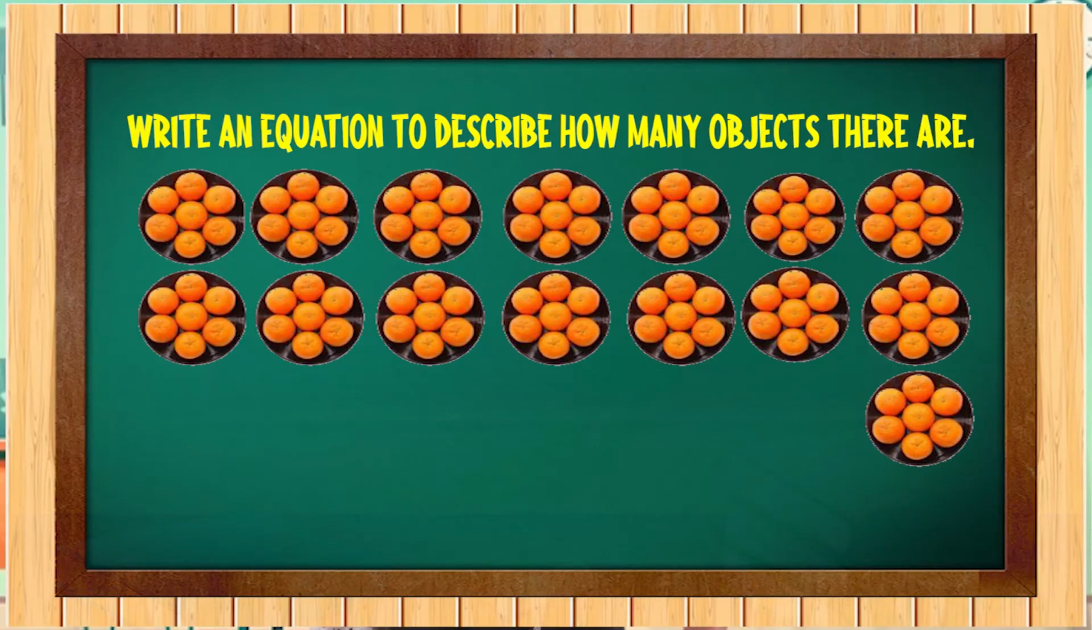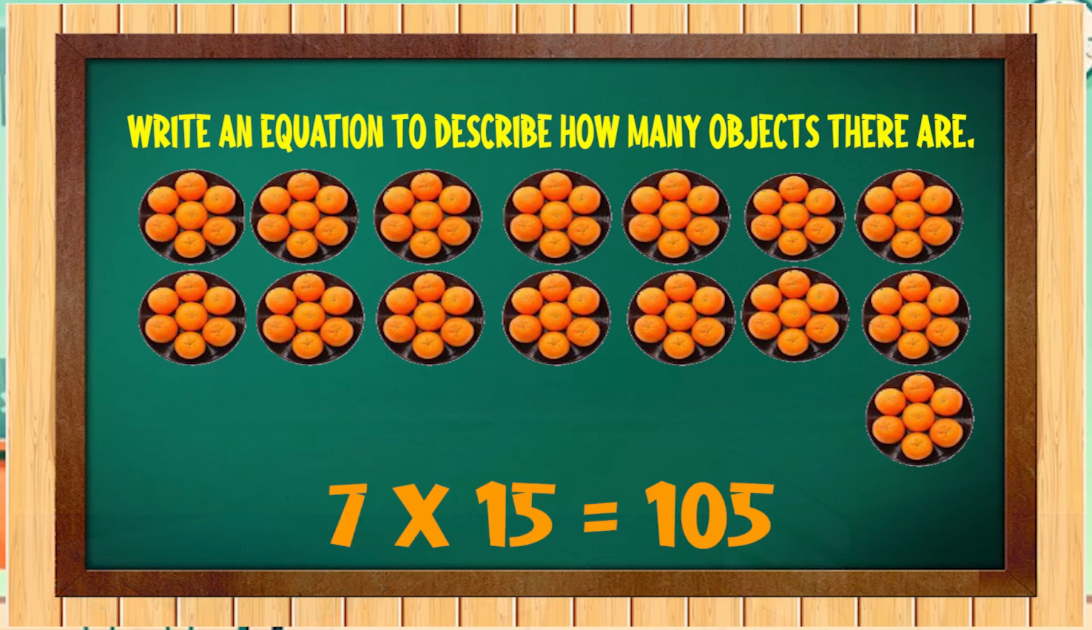Let's do another one. Here we're asked to write an equation to describe how many objects there are. But we're not looking at apples this time, we're looking at oranges. You would notice, boys and girls, that we have oranges being grouped in groups of 7. One plate has 7 oranges and there are 15 plates there. So to write our equation, we need to represent the number of plates and the number of oranges in each plate. So our equation would look like this: 7 for the number of oranges in each plate and 15 for the number of plates, and the total. Therefore, our equation is 7 times 15 equals 105.